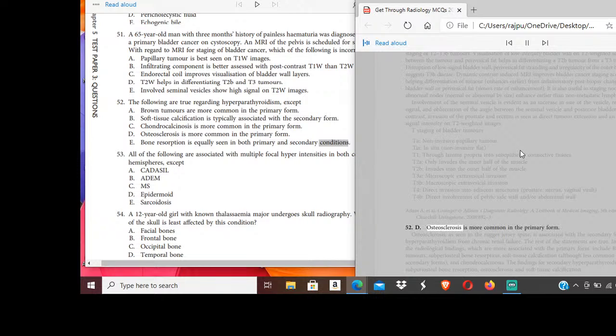52. D. Osteosclerosis is more common in the secondary form. Osteosclerosis, as seen in the rugger jersey spine, is associated with the secondary form of hyperparathyroidism from chronic renal failure. The rest of the statements are true.